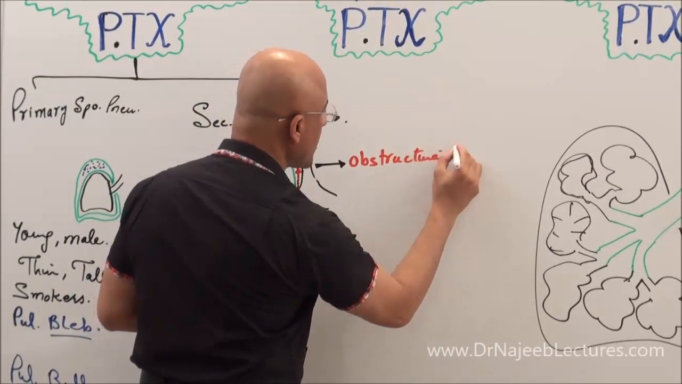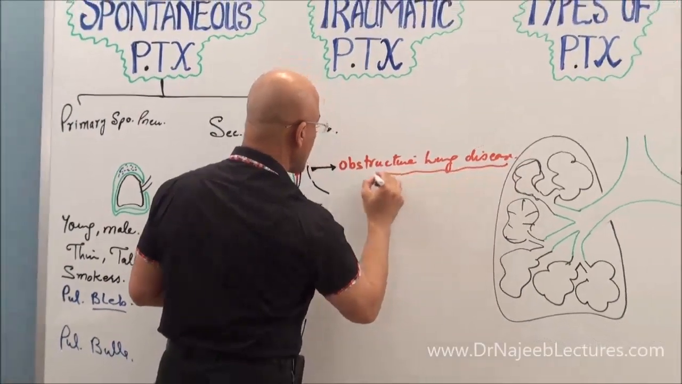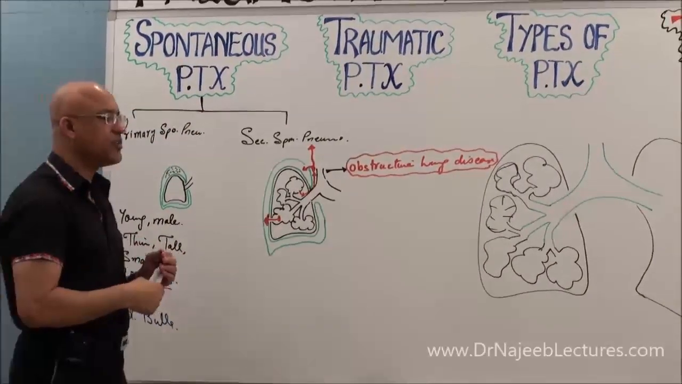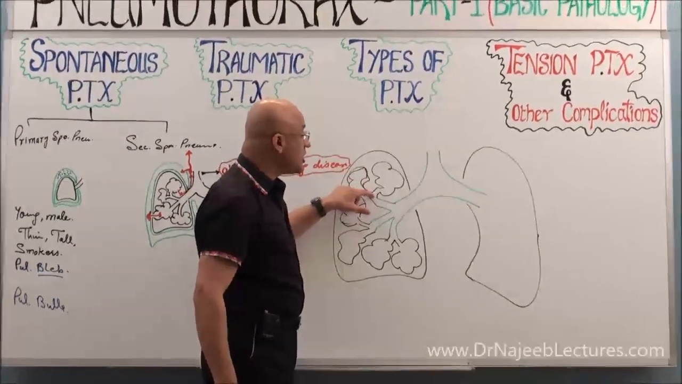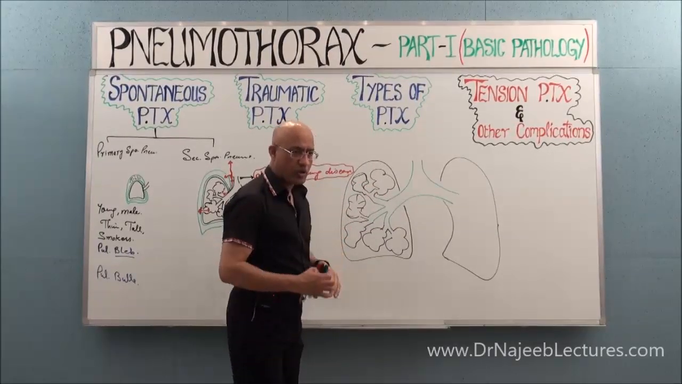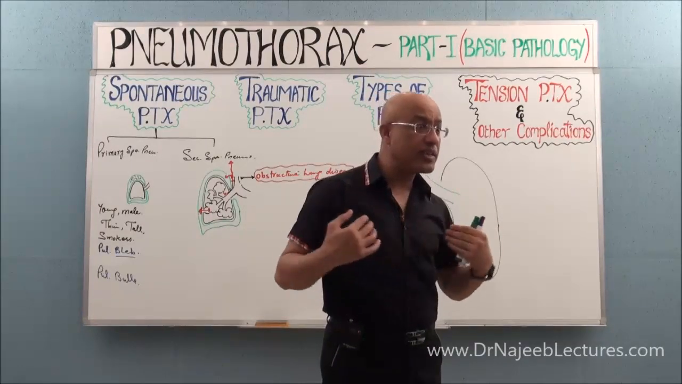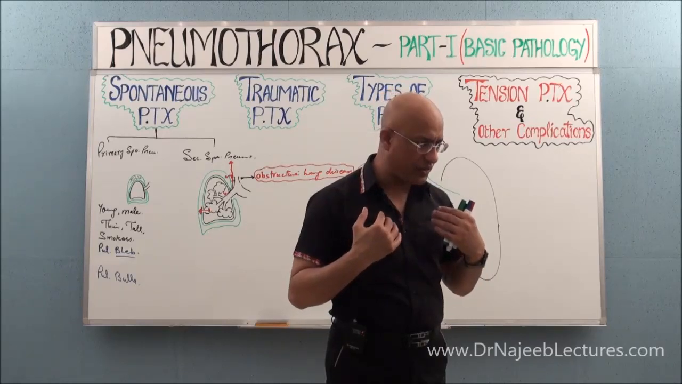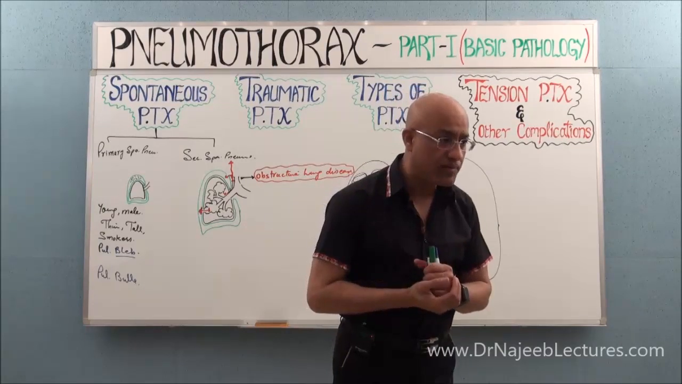Obstructive lung diseases. Now, obstructive lung diseases are those lung diseases in which there is increased resistance to the air flow through the air passages. When air is moving through the air passages, there is increased resistance. There is some degree of pathological obstruction faced by the air to flow through airways during inspiration and expiration.